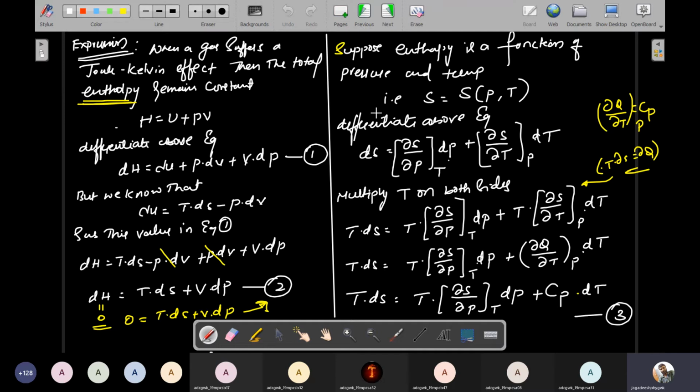See, here equation 2 is 0 = T ds + V dP, and T ds = T (∂s/∂P) at constant temperature dP plus Cp into dT is equation 3. Now substitute equation 3 in equation 2.